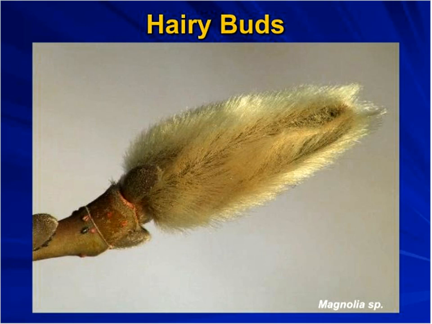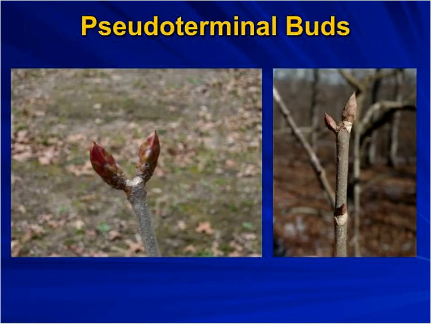Let's look at a few other very distinct ones. If you see a bud like this, you can pretty much count on Magnolia something. Very few times will you be led astray if you see a bud like this in the winter landscape that's not Magnolia. Very, very hairy.